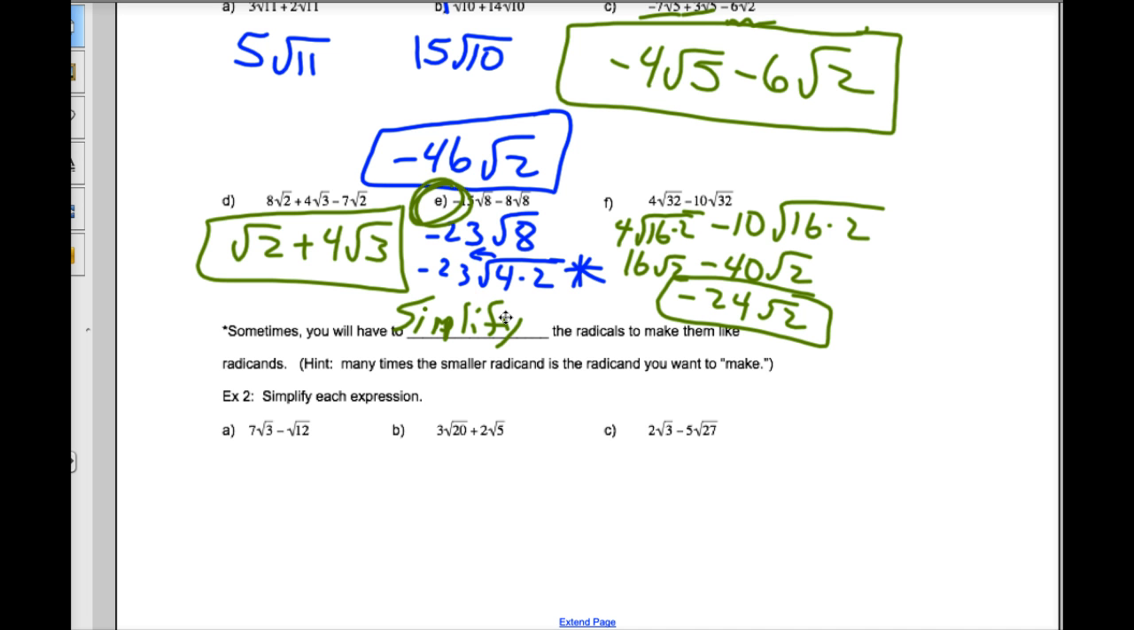Sometimes you will have to simplify the radicals to make them like radicands. For example, look at A. Kids see that, but they can't do anything. They're not like radicands, so is there no solution? There's going to be a way. Many times, the smaller radicand is the radicand that you're going to try to make. So what's smaller, 3 or 12? 3. I bet the 12 can become a 3. Everybody simplify radical 12 and watch how it becomes a 3, and then subtract them.